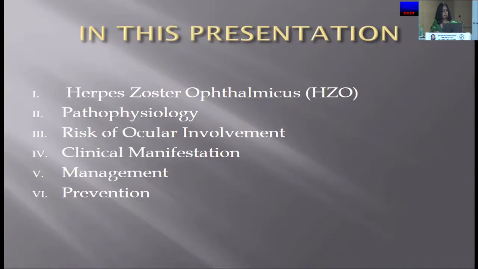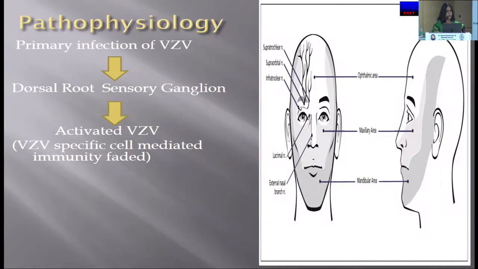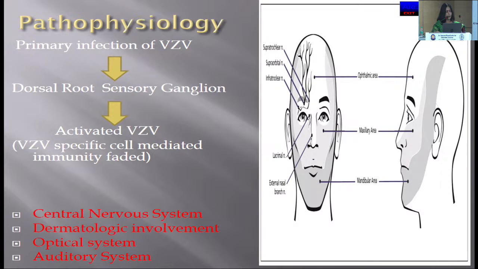In this presentation, I'll take you through herpes zoster ophthalmicus: the pathophysiology, clinical manifestations, management, and prevention. So we all are aware of this entity. It is a viral disease associated with a painful rash in one or more dermatomal distributions of the fifth nerve. The pathophysiology basically involves the reactivation of dormant viruses in the dorsal root ganglion, and in addition to the dermatomal involvement, it can affect the CNS, optical system, and auditory system. That is what is concerning us.